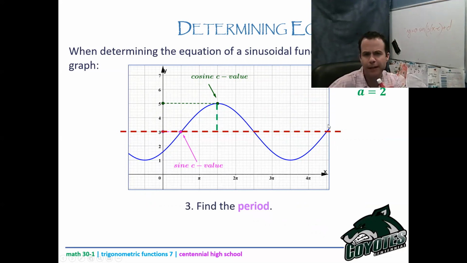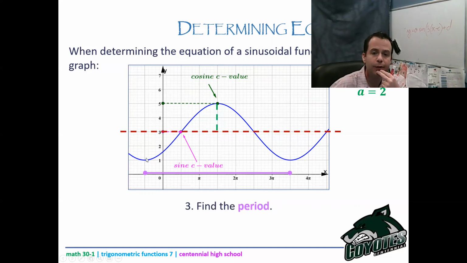You don't want to go from midline to the very next midline. If you look at that, that's only half of your period. So you just want to be careful with that. For this one, I'm going to go from your minimum over to your other minimum because I can see that really easy. So I'm going to look at the period from there to there.